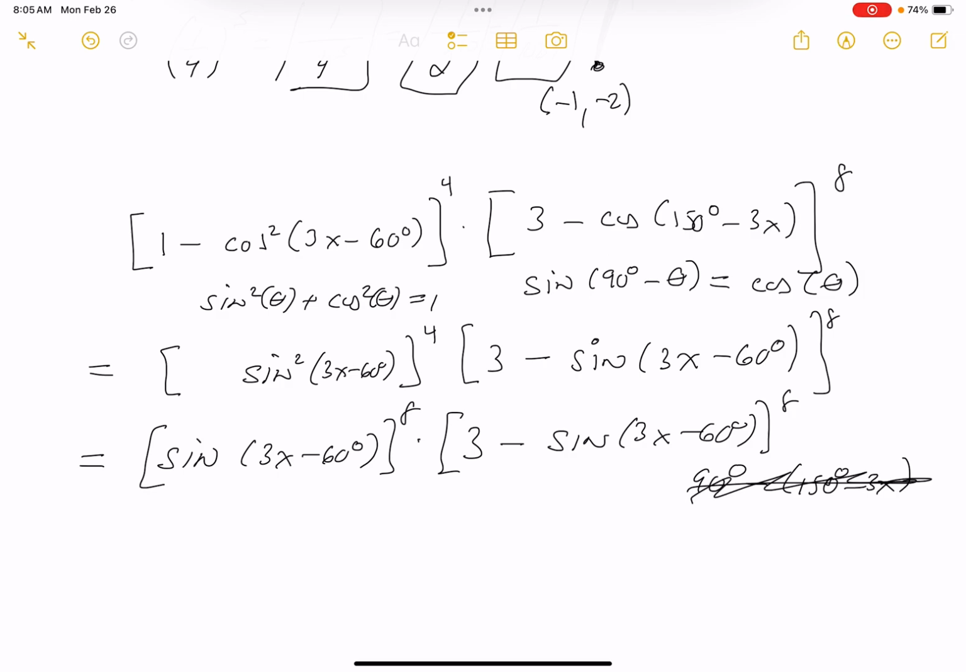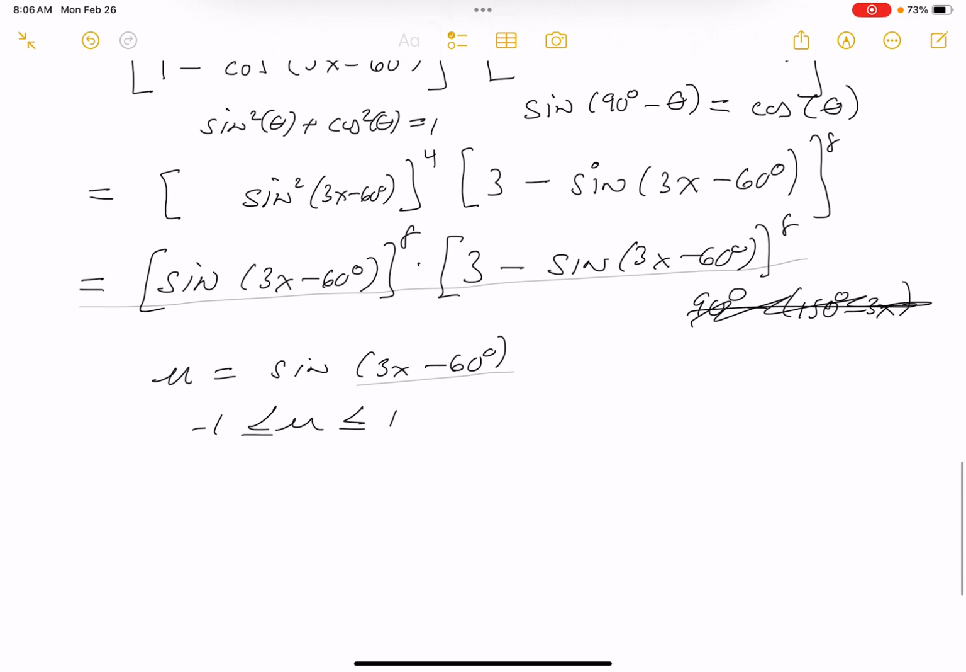I can make another substitution. I can let u equal sine of 3x minus 60 degrees. See if I did that right. This is d, right? And let's see if that's 8th power. Let's see what happens here. I'm going to say, again, u is between, it's a sine function, minus 1 and 1. And that's important to me, by the way. It can't go outside that in a real number system. So let me rewrite this as u to the 8th, and then 3 minus u to the 8th power.